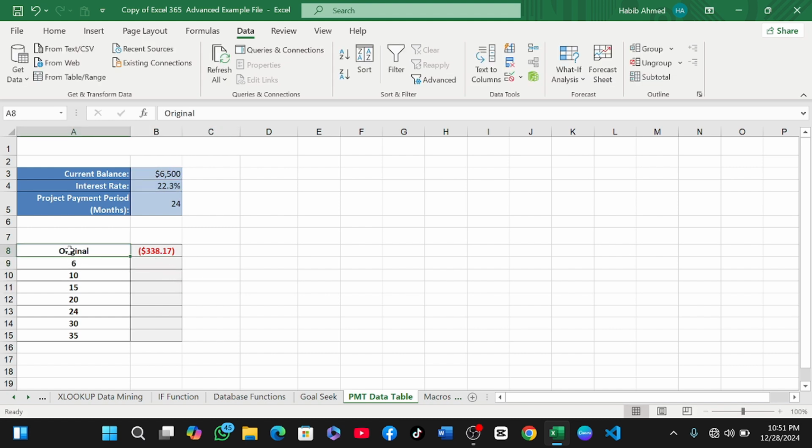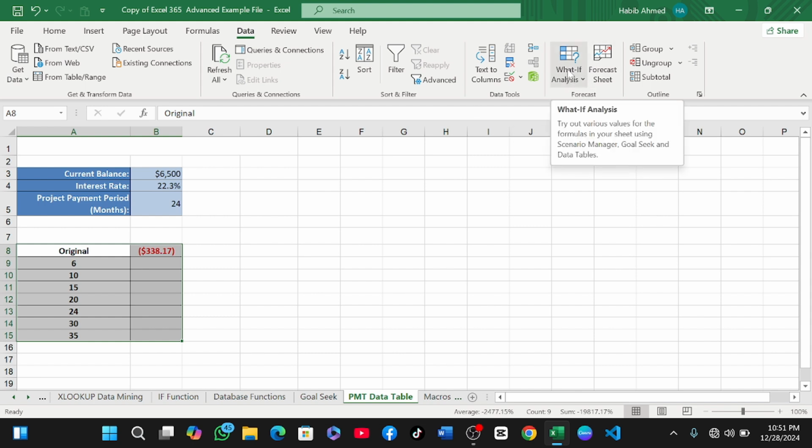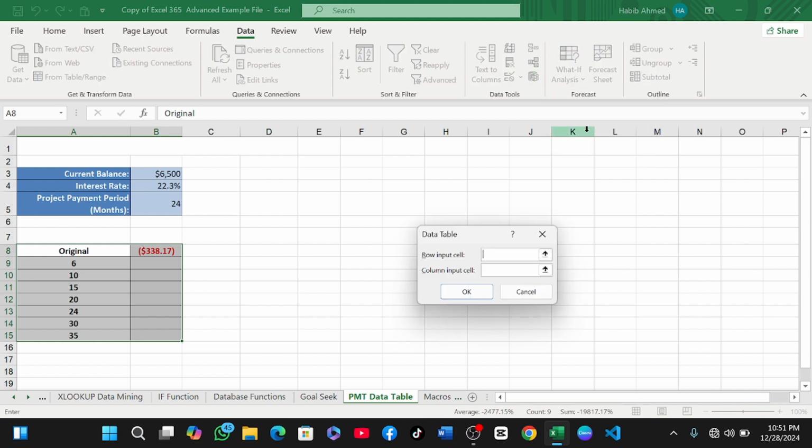Now you can highlight your work just like that, all of your work you will highlight, and now you will get on the Data tab, and here now we have the Forecast. We have What-If Analysis. We'll click on What-If Analysis. Under this we have the Data Table. You can click on Data Table.